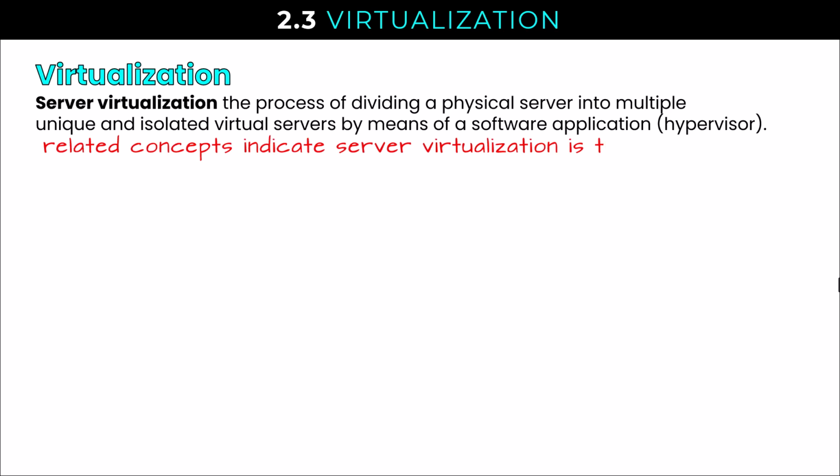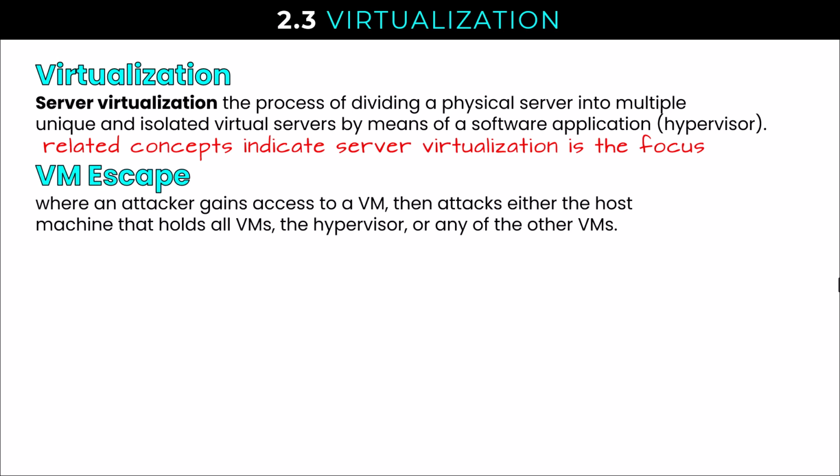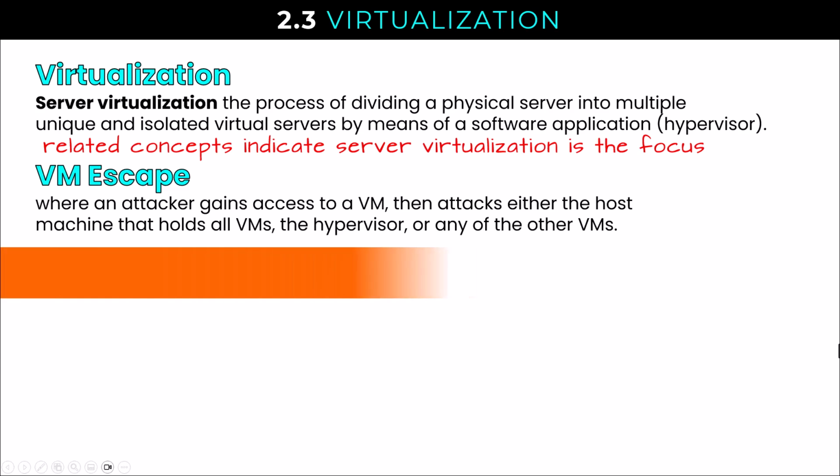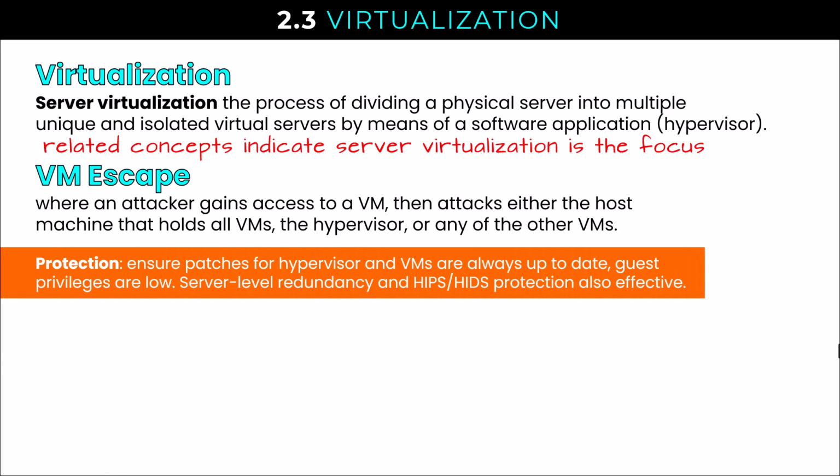The related concepts around this indicate server virtualization is the focus in this portion of the exam, in this particular line item. And that's because the vulnerability cited is VM escape, where an attacker gains access to a VM, then attacks either the host machine that holds all the VMs, the hypervisor, or any of the other VMs. Proactive measures here would include ensuring patches for hypervisor and VMs are always up to date, and guest privileges are low. Server-level redundancy is a good idea, and host-based intrusion detection and prevention are also effective.